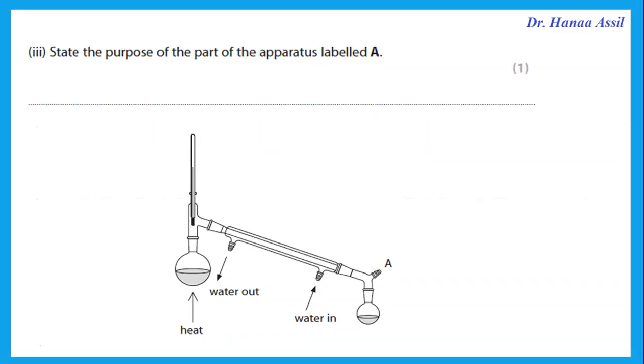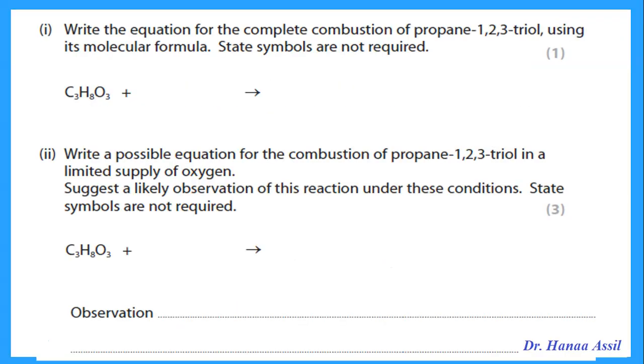State the purpose of the part of the apparatus labeled A. We have A is an opening in the distillation. This allows gases to escape so that it prevents buildup of pressure inside the apparatus, so it prevents explosion.